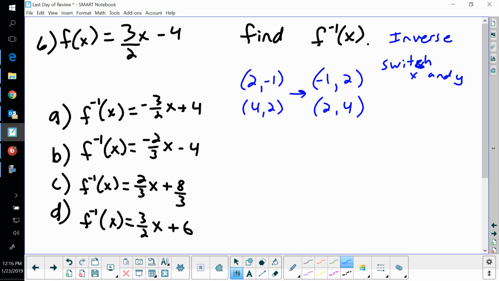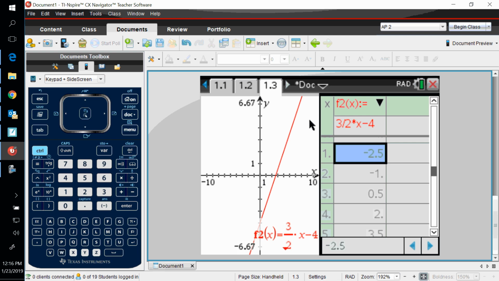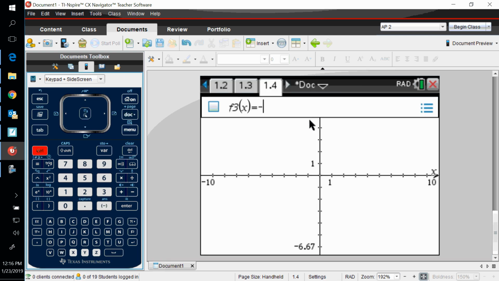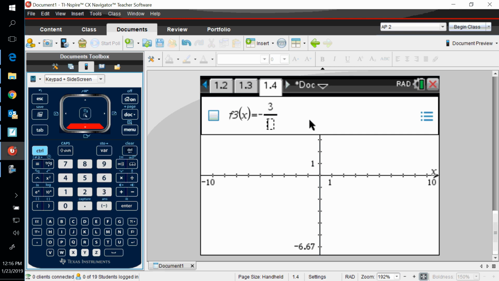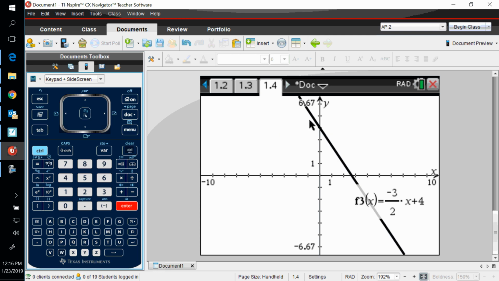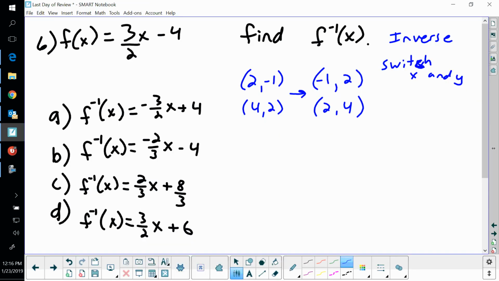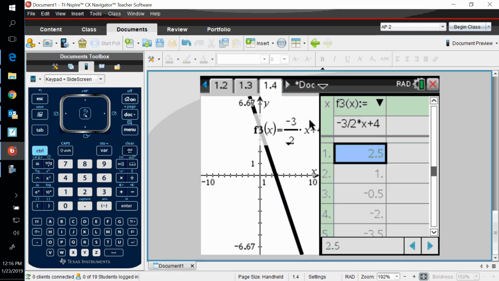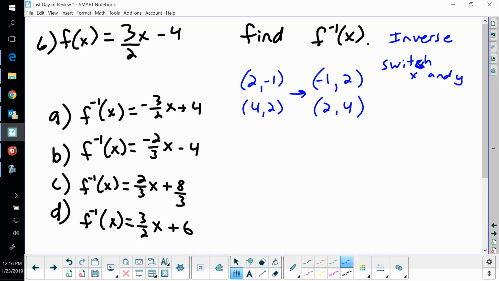So for example, we do -3/2 x plus 4. We would put that, and I would suggest doing it in a new graphs page. So we have minus 3/2 x plus 4. So just to refresh our memory, we're looking for (-1, 2) and (2, 4). So if we go to the table, we can see pretty clearly it doesn't have (2, 4). It has (2, 1). So that tells us that choice A is not correct. And then we would just go through and we would find which of those matches.